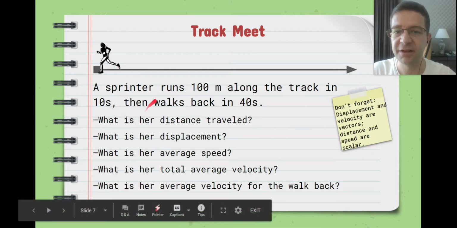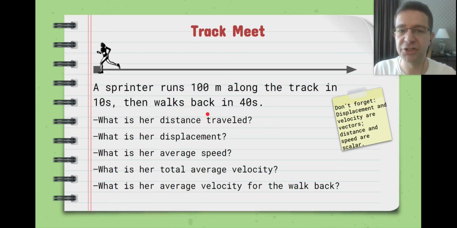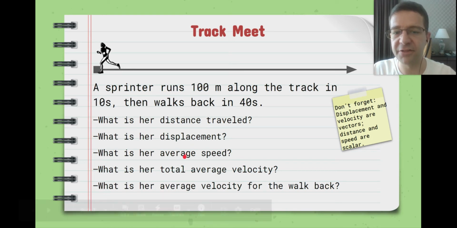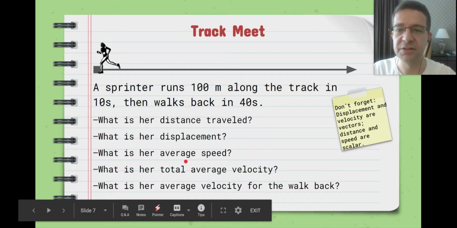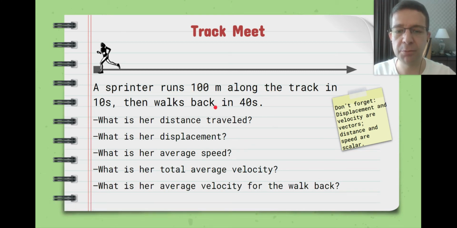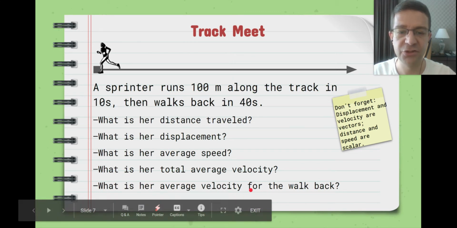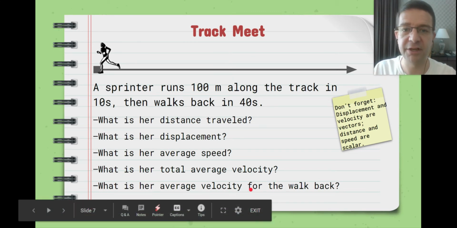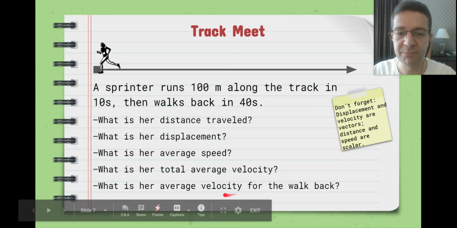The average speed, covering 200 meters of distance in 10 plus 40 is 50 seconds, will be an average of 2 meters per second. On the other hand, the total average velocity will be 0 for the displacement divided by 50 is 0. The average velocity for the walk back, though, we can calculate that there was 100 meters in 40 seconds, or 2.5 meters per second to the left, or alternatively, we could call it negative 2.5 meters per second. So that's only for the walk back. How'd you do? Good?